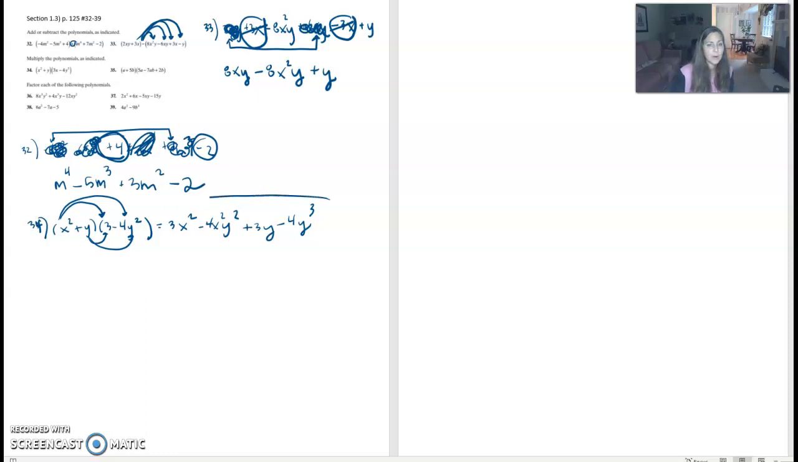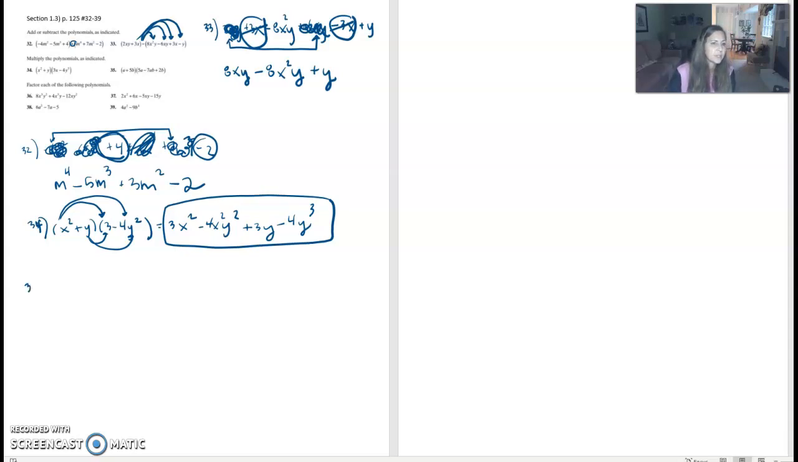This is one of those wonky problems that the book decided to make up just to be aggravating. Most of the time when you FOIL something, there will be some like terms. But if I read that correctly, x squared plus y, 3x minus 4y squared, there's nothing that will combine there.